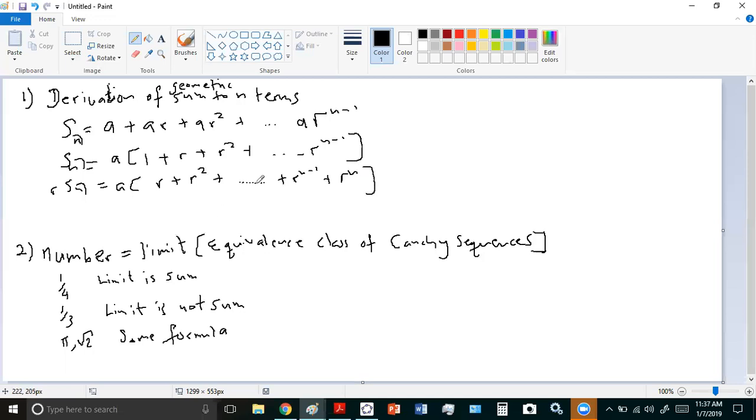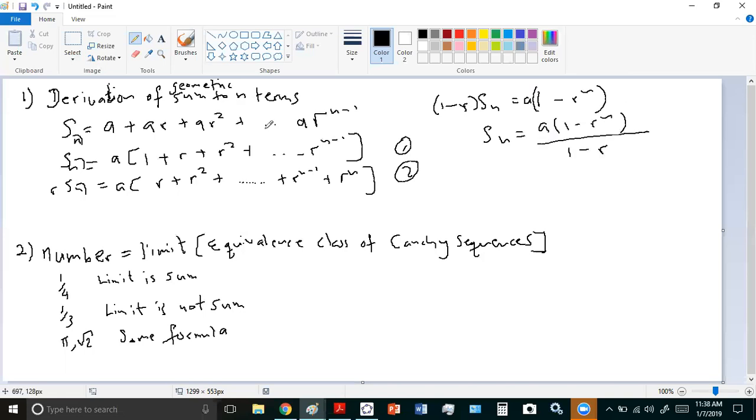Okay, and so then what you do is you subtract the two equations. So you can subtract 2 from 1, and if you do that, what you'll get is Sn times 1 minus r is equal to, let's see, 1 minus r to the n, right? Yeah, and so of course, 1 minus r to the n times a, which is the first term, and then you'll have that Sn is equal to a times 1 minus r to the n over 1 minus r. Okay, so that's the way you derive the sum to n terms.